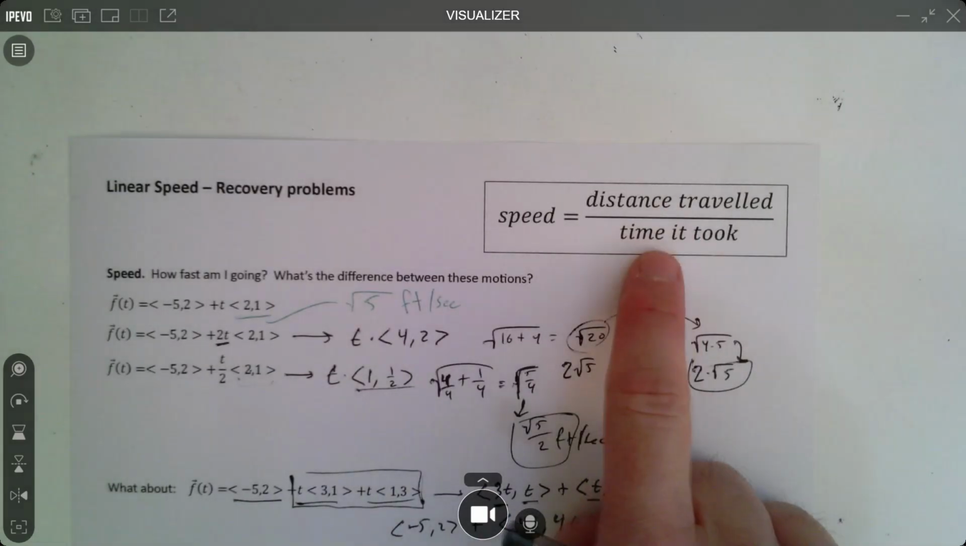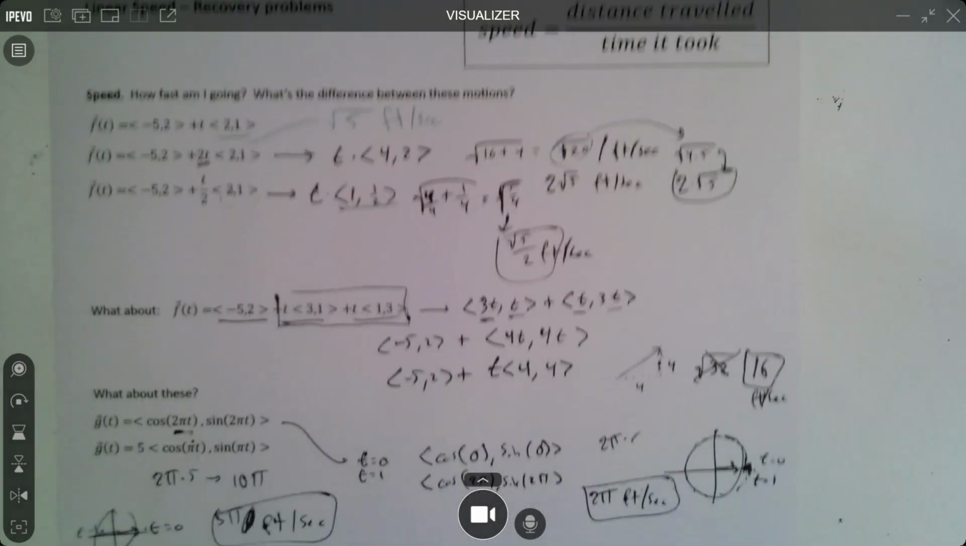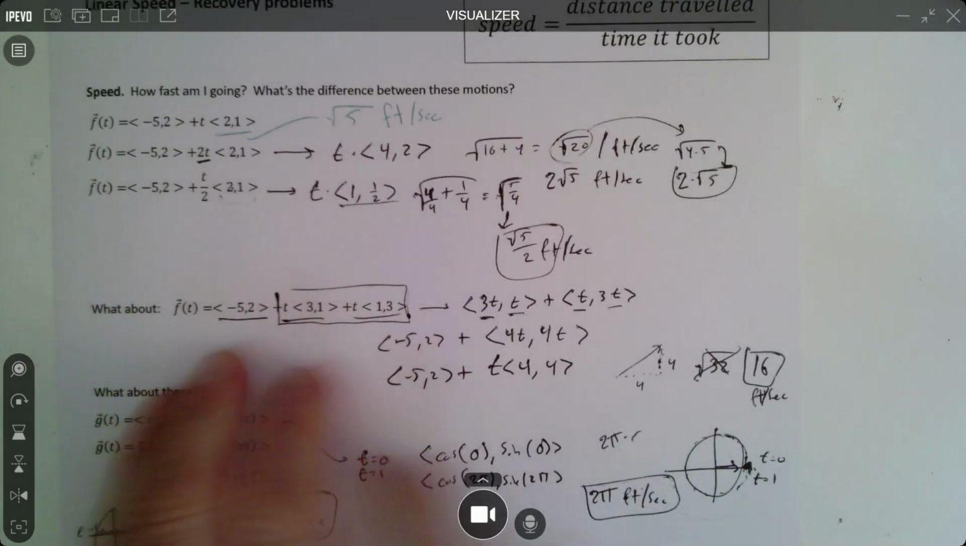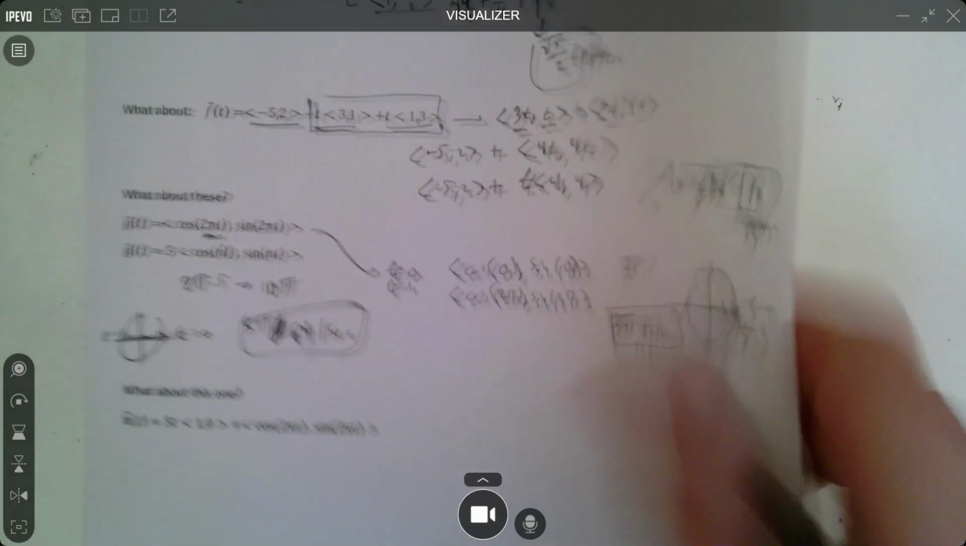So again, I think all of these questions are pretty simple if you always just ask, how far did I go? How long did it take? And the only tricky part is you can't just look at these as numbers. You actually have to look at this and imagine what's the motion that it defines. So let's end with one more.